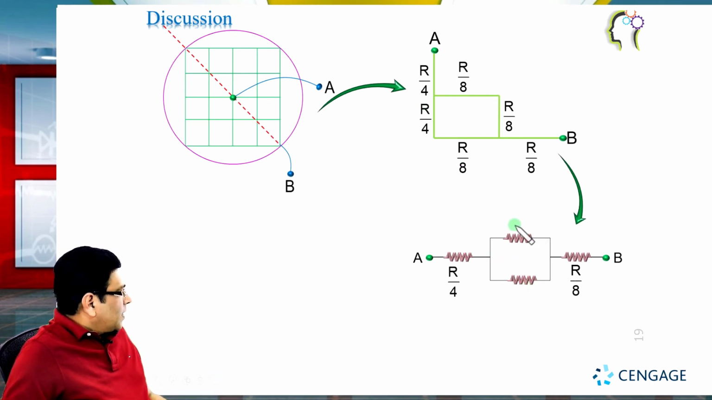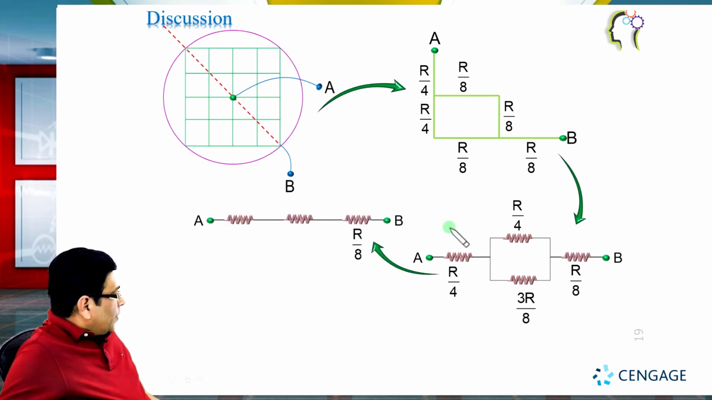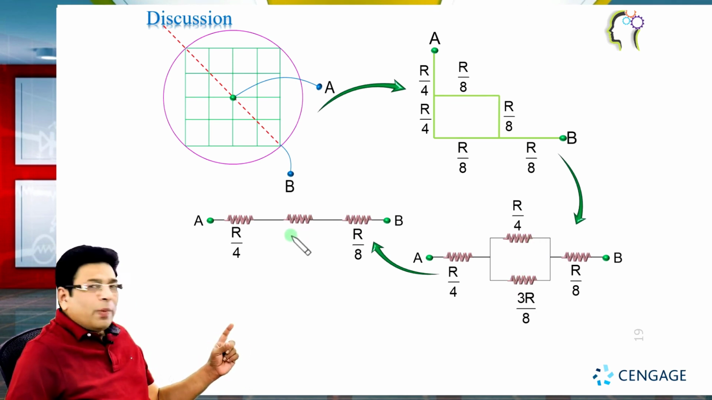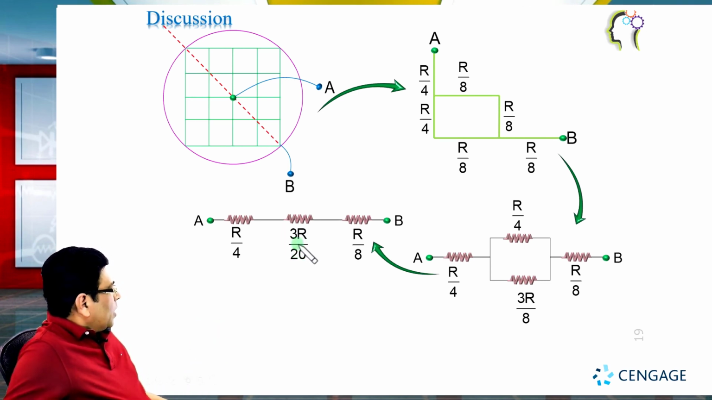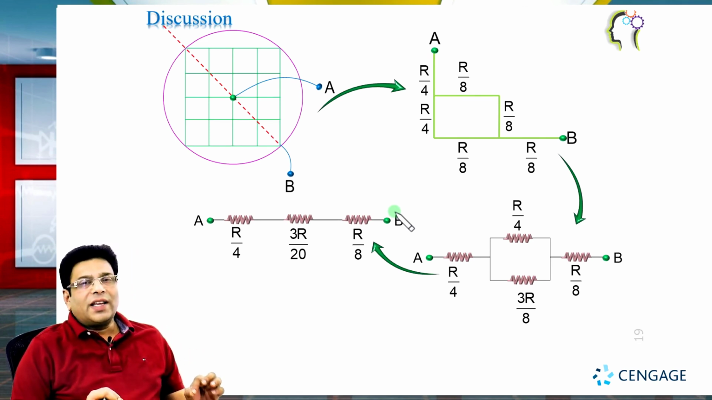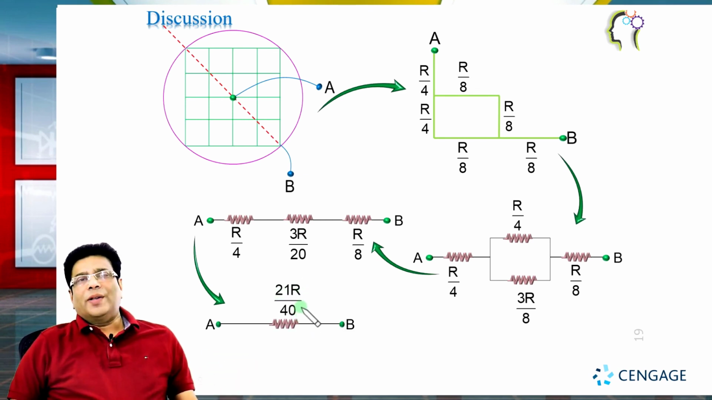So let us write the resistance. This is R/4 and this is 3R/8. Now we can further simplify. These resistances are in parallel, so parallel combination will be like this. This is R/8 and this is R/4, and the parallel combination of this will make this resistance, equivalent resistance of these two will be equal to 3R/20. Now these three resistances are finally in series. We can calculate the series resistance by adding the resistances. So equivalent resistance will be equal to 21R/40. This is the equivalent resistance. Okay.